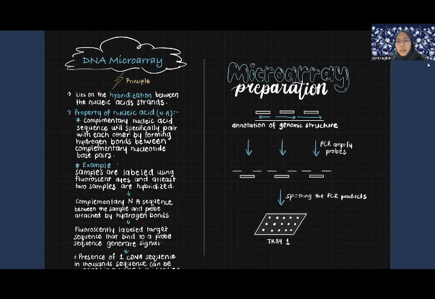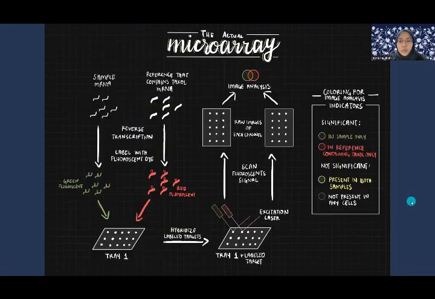So before we start our DNA microarray, we will need to prepare our probe. First, we will need to annotate the genomic structure, and then we will PCR to amplify the probes, and then continue by spotting the PCR products onto the microarray tray. Then I will label it here as tray 1.